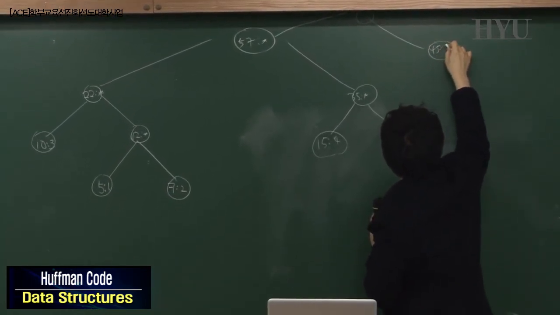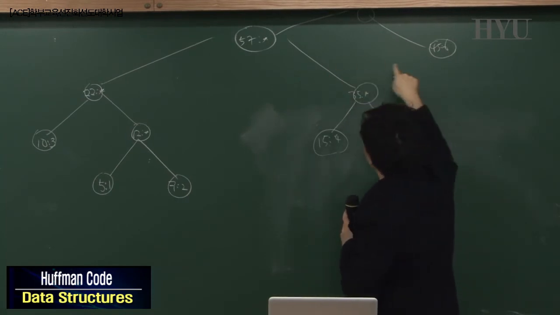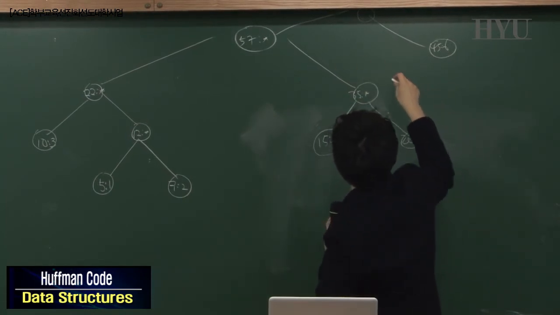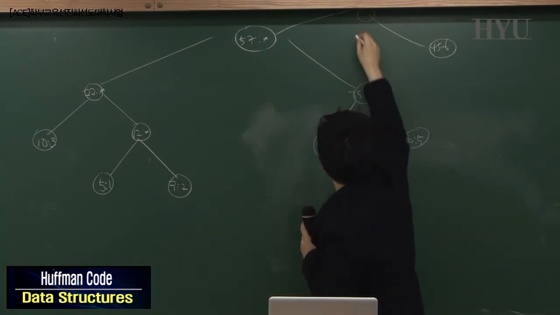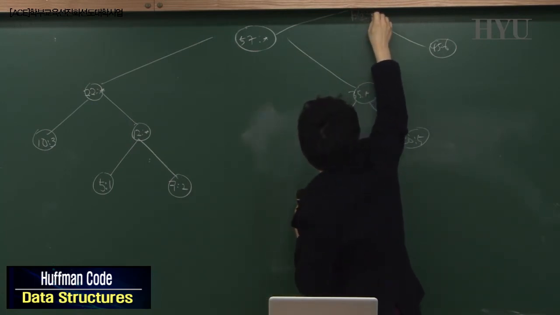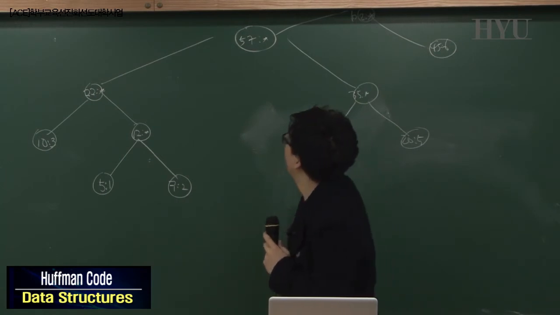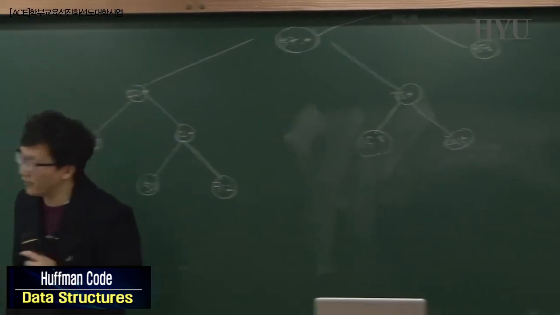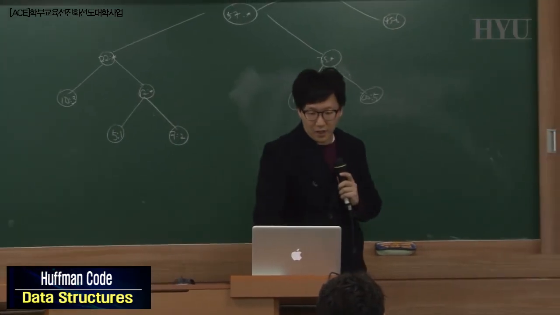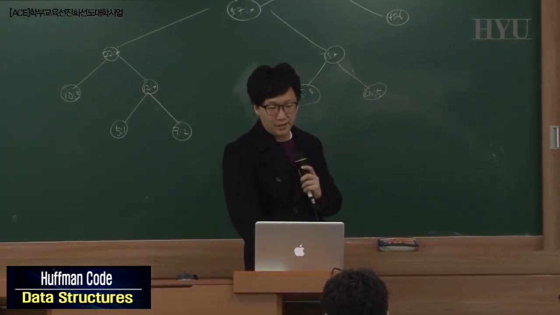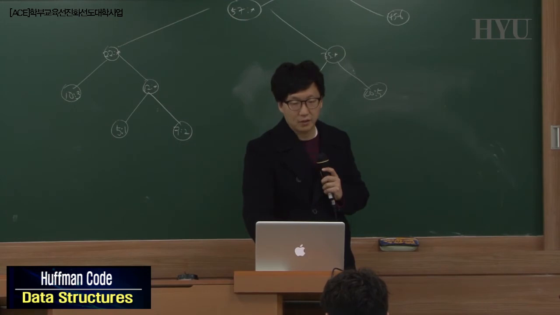45 is what? 6? What's next? 57 plus 45 is what? 102. Done. My Huffman tree is done. I don't have any other leftovers. This is my final Huffman tree.